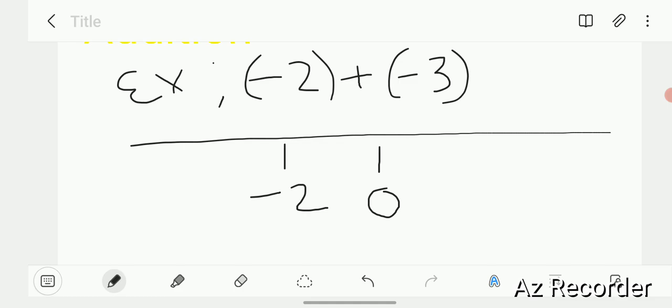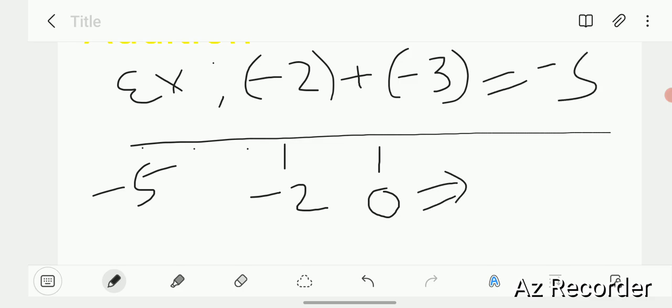Remember, always minus means you should go towards the left and plus means you have to go towards your right. Now we have to go towards the left. How many steps? 3 steps. Already you are at -2. You have to go 3 steps backward. Then -3, -4, -5. You will stand at -5. Then the answer here is -5.